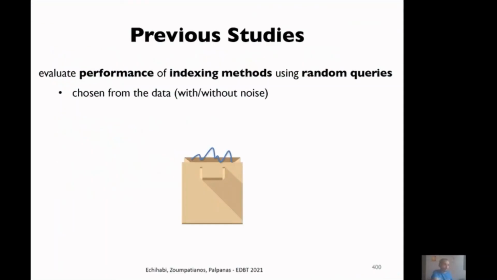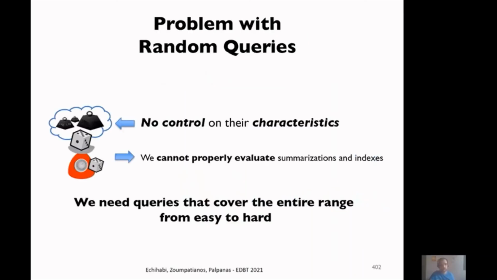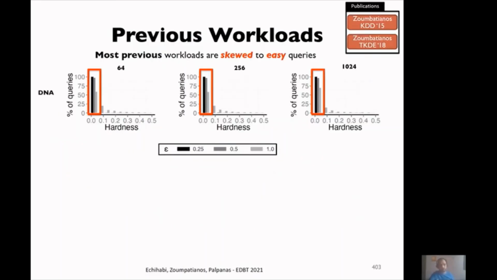Previous studies have evaluated performance of indexing methods using just randomly chosen queries for the data, with or without noise. The problem with such random queries, though, is that you have no control over their characteristics, which means that you cannot properly evaluate summarization indexes. So what we need actually is queries that can cover the entire range from easy to hard.